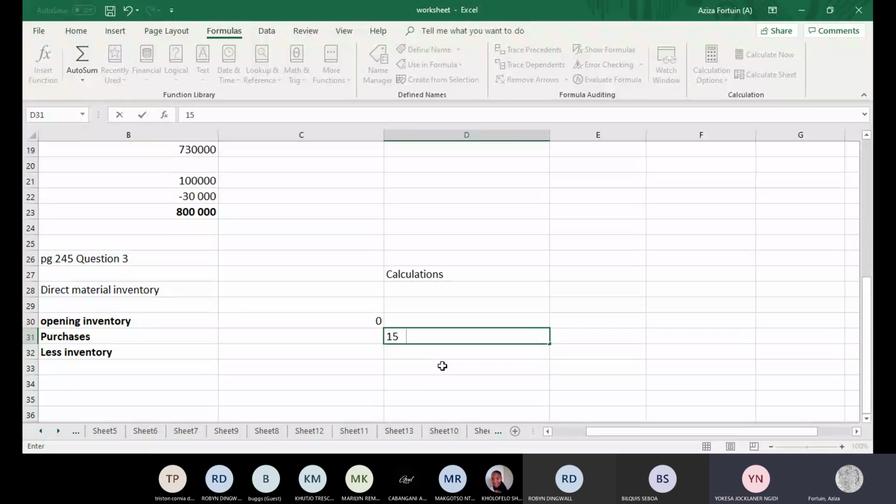Any other thing? We missed something here. We forgot the issue to production. Sometimes it could either be sales or issue to production. So let's look at our issue to production. How much was issued?